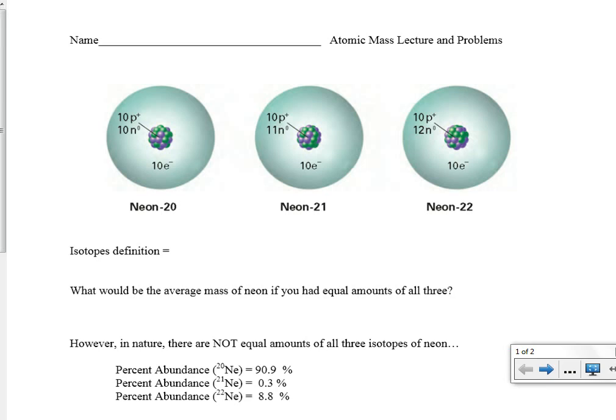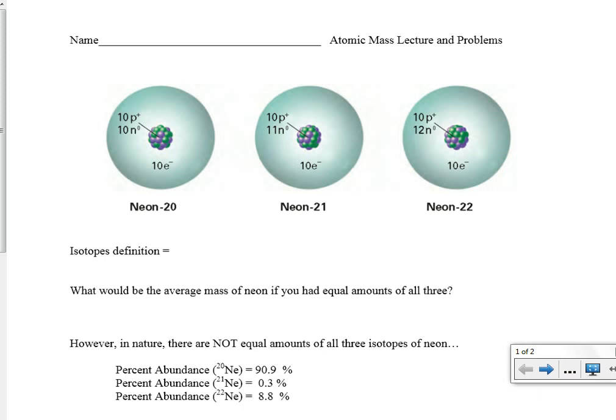Hello everybody, this is the third of 3 videos from Chapter 4, Section 3, and the focus of this particular video is calculating average atomic mass. This video lecture addresses objectives number 10 and 11. Number 10 says explain the difference between the terms mass number and atomic mass. Number 11 says calculate the average atomic mass of an element using relative percent abundance data.